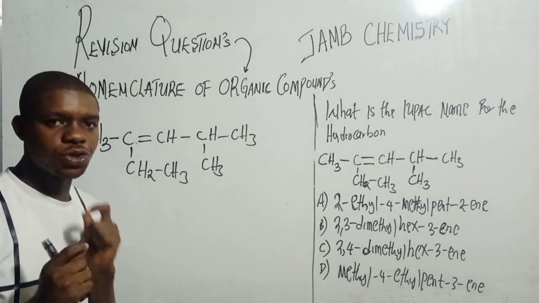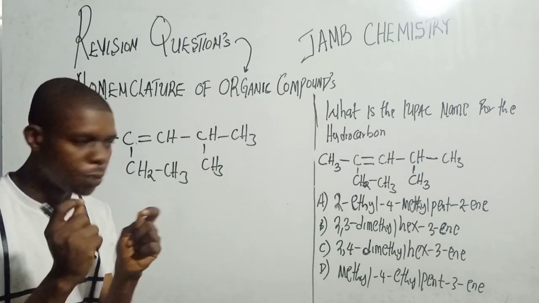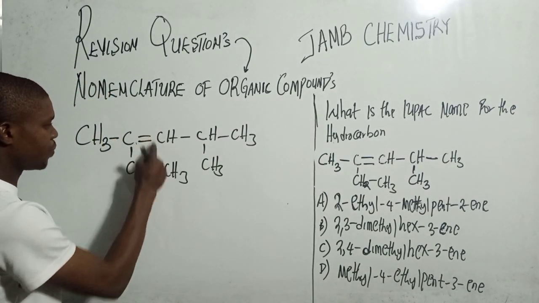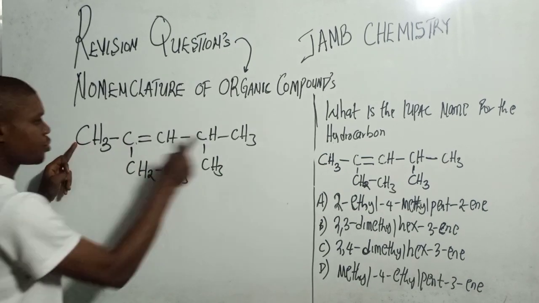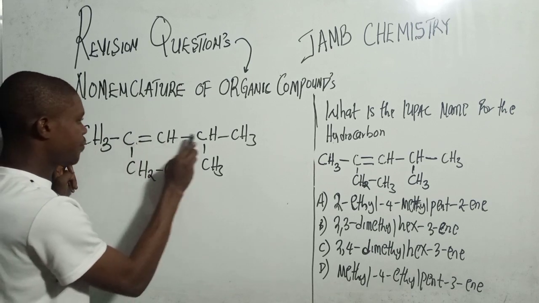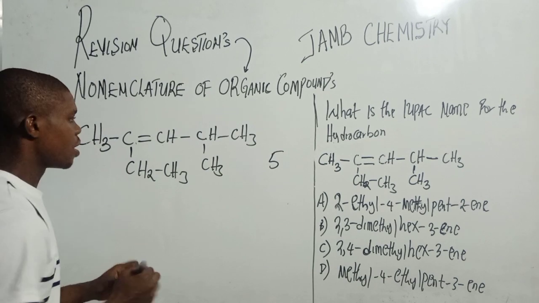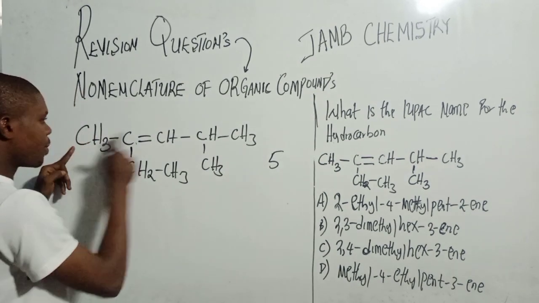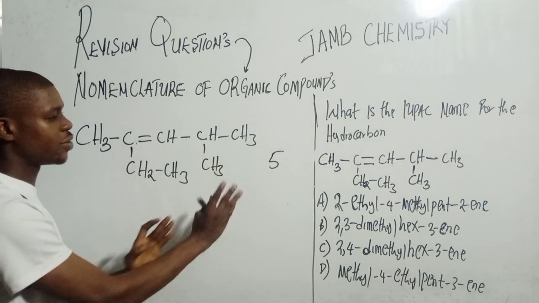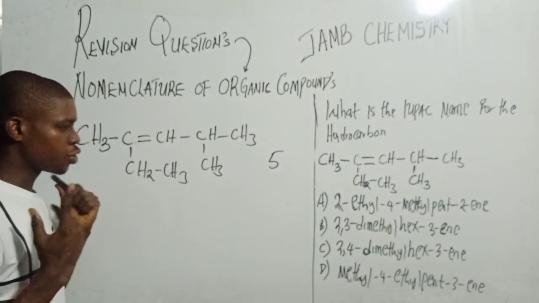The first step is to take the longest continuous carbon chain that contains the double bond. Look at the double bond, the functional group, here. If I step from here to here, how many carbon atoms do you have? 1, 2, 3, 4, 5. Some persons, when they take from here to here, will stop and say the parent chain is pentene. But no.